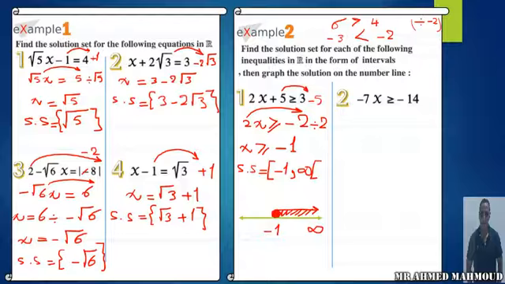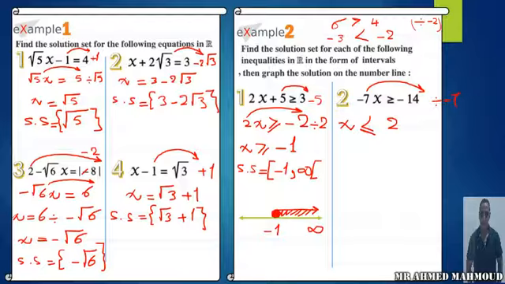Okay, now I'm going to send the negative 7 to the other side. It will be negative 14 divided by negative 7, like this. Then x will be, don't forget, I'm going to change this one like this. Negative 14 divided by negative 7 equals 2. This is the simplest form, x smaller than or equal to 2.